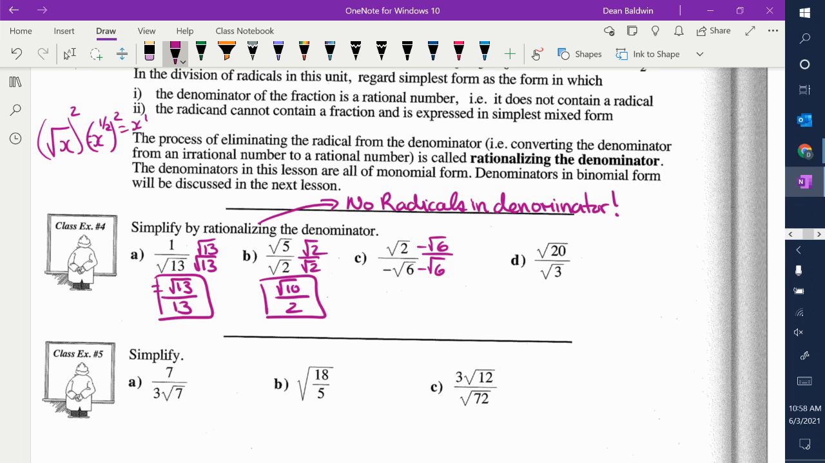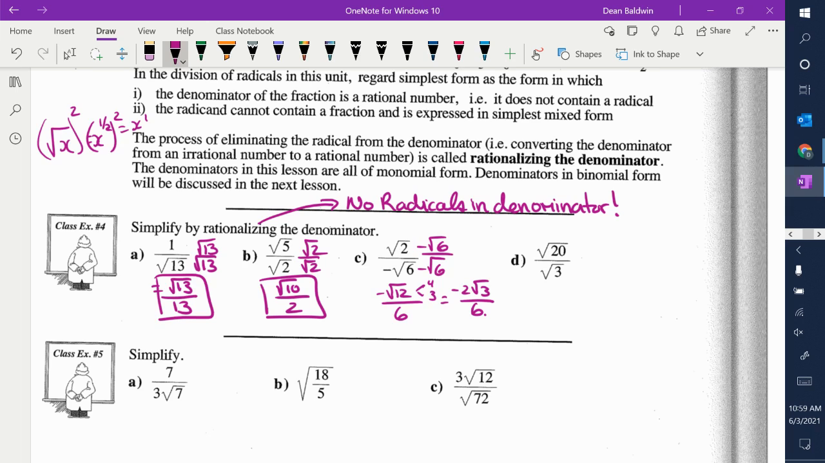So what does the numerator become? Negative root 12. What's the denominator become? Positive 6, right? Because it's a negative times a negative. What do you always need to do? Simplify. That's a 4 and a 3, so I get negative 2 root 3 over 6.